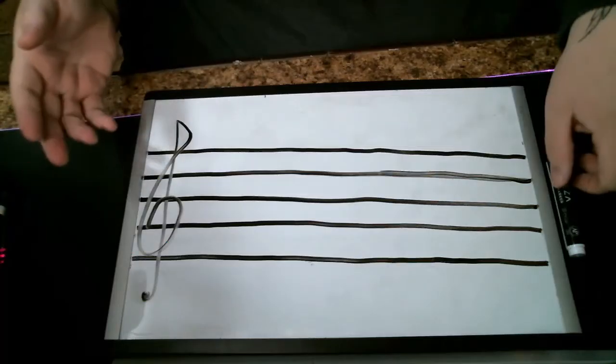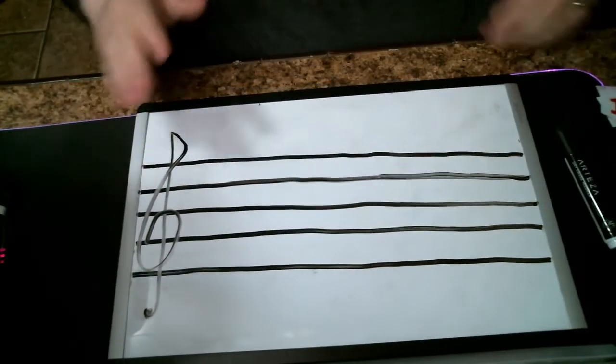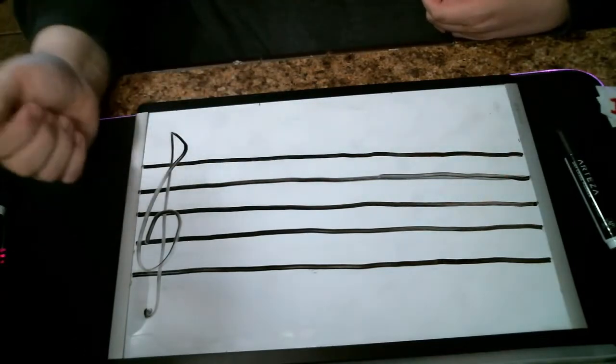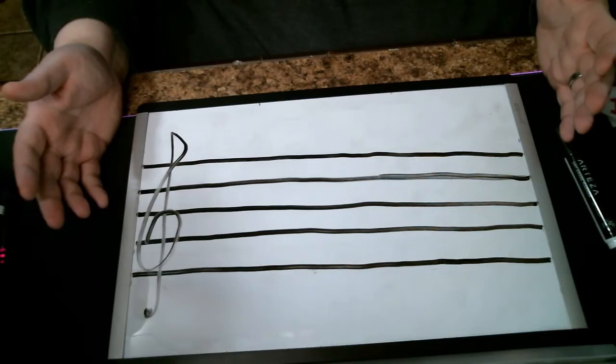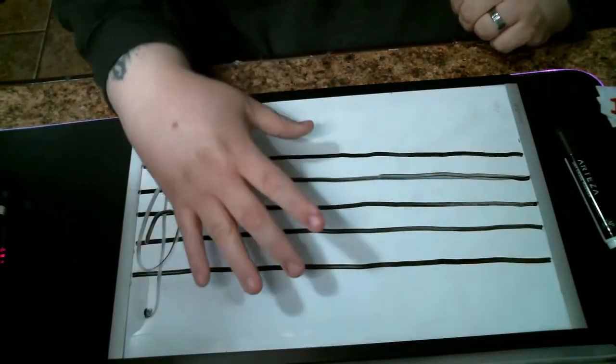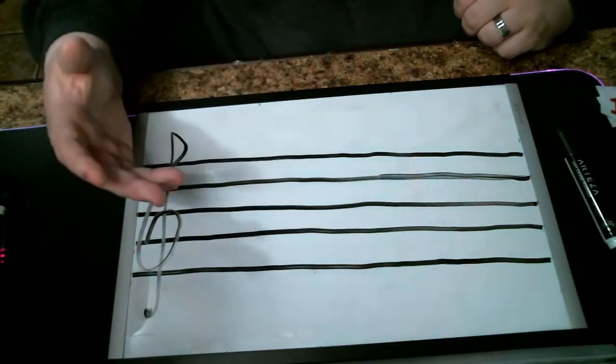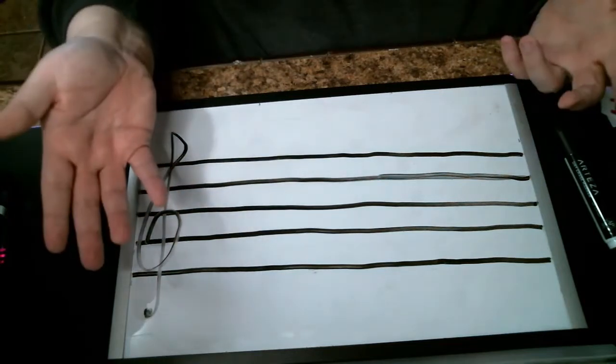As you can see here, I have my whiteboard, which has a bunch of lines and this squiggly little thing here. So let's go over what this is really quick. This is the music staff. All right, and we call it that because we can.